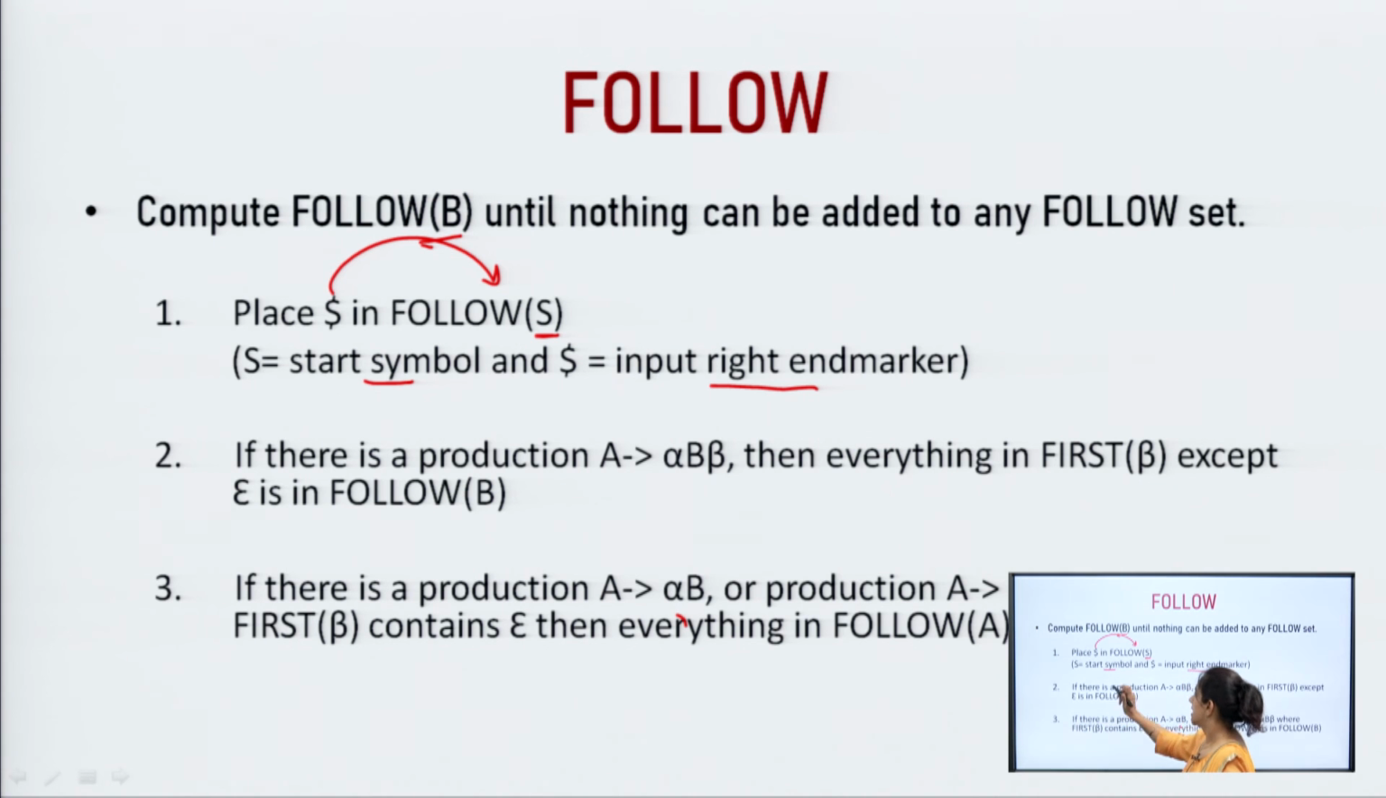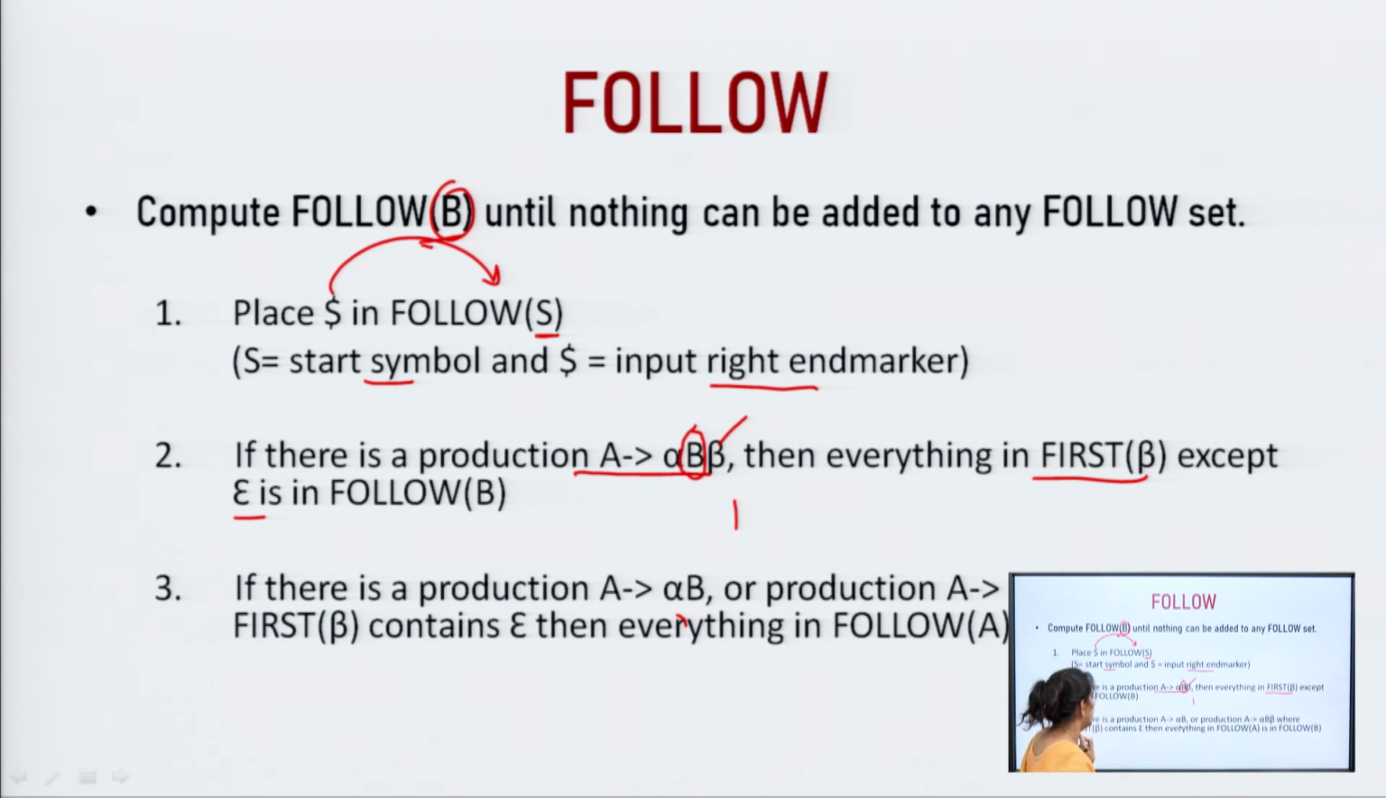Now, the second point: if there is a production A to alpha B beta, focus here, we are obtaining follow of B, and B lies on the right hand side of the production. So for a production like A to alpha B beta, everything in first of beta except null will be in follow of B. So we will obtain first of beta, and everything but not epsilon will be added in follow of B.